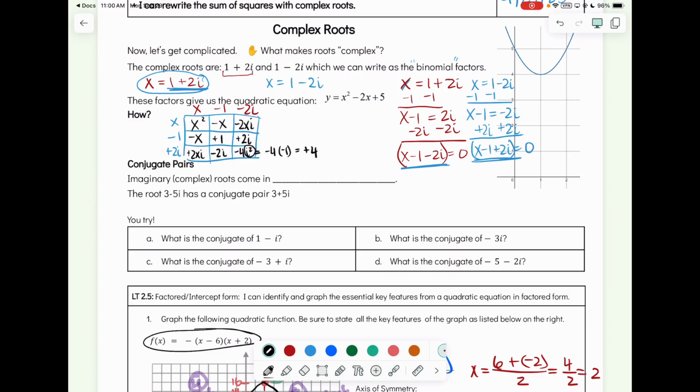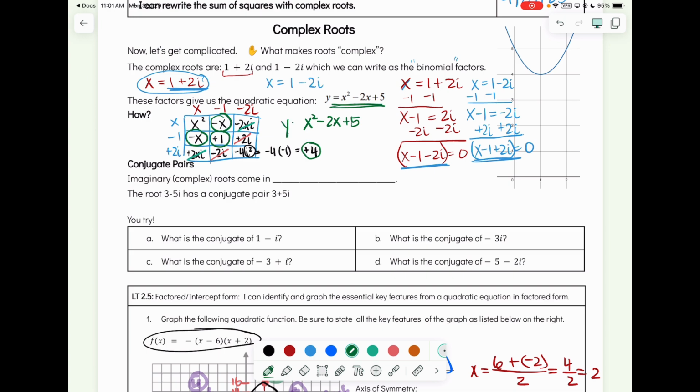positive 4, right? So I can combine positive 4 with 1. What does that become? 5. And then we have negative 2i with positive 2i canceling each other out. Then we have negative 2xi with positive 2xi canceling them out. And then we have our x, two negative x's being combined. I have negative 2x. And then our final x squared. Do you see it now?